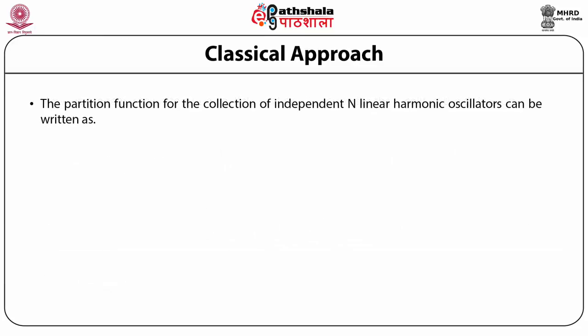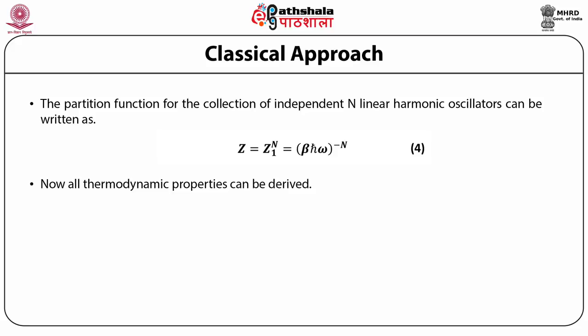The partition function for the collection of n independent linear harmonic oscillators can then be written as Z is equal to Z1 raised to power n, which is equal to (beta h bar omega) raised to power minus n. Now all thermodynamic properties can be derived.